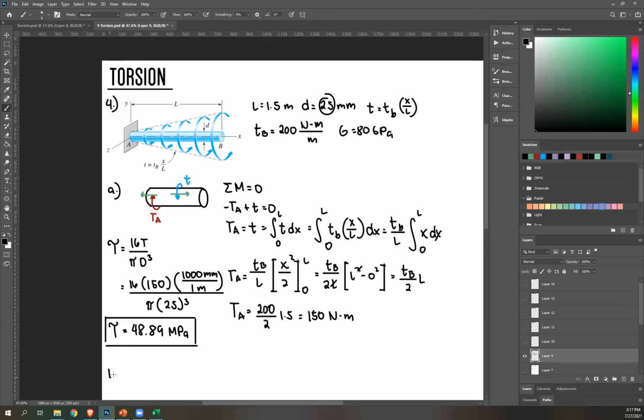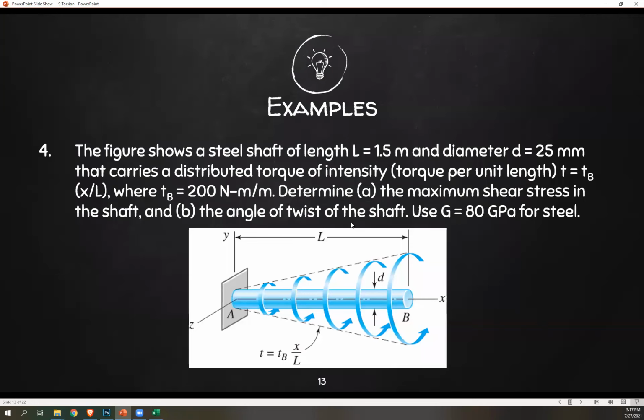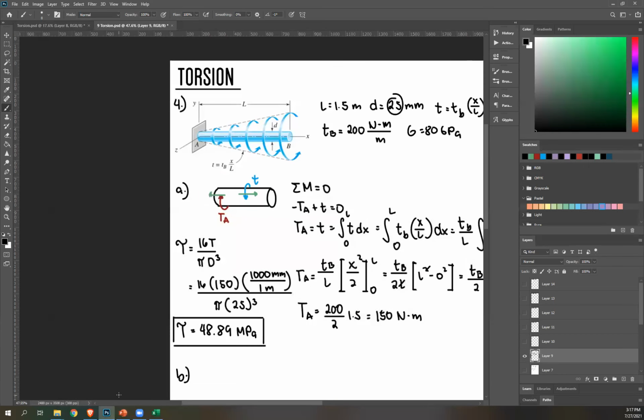Next, for part 2. So you might be tempted to use PL over JG and your T is 150. Okay, that's incorrect. Since here at every portion of your rod is experiencing torque, right? This TA is just the torque at one specific location, the maximum torque. So to get the total angle of twist, we need to get the summation of the angle of twist per segment. Okay, so that's why it's not just 150 times L over JG.